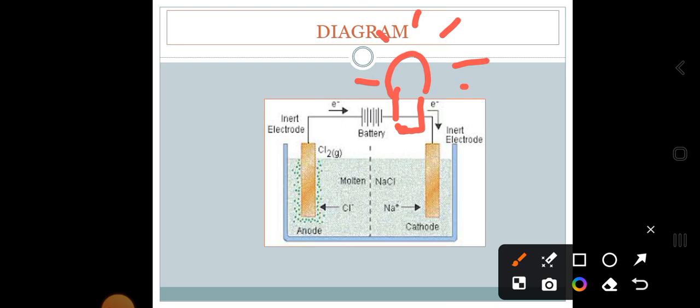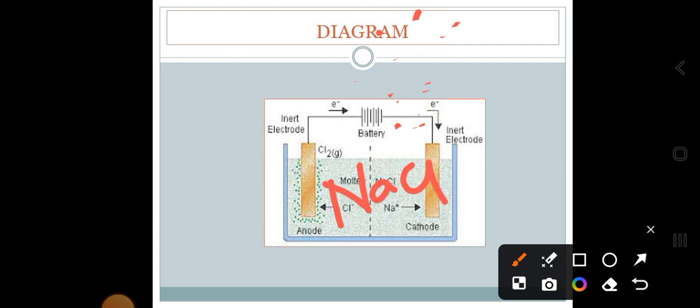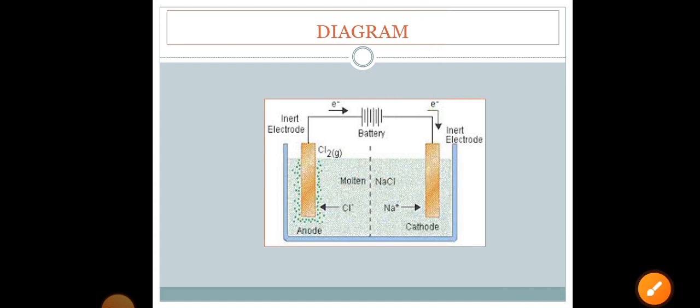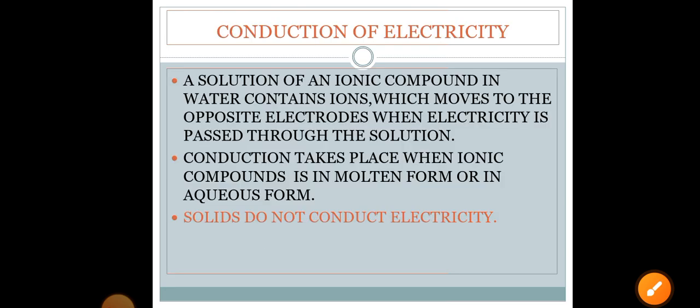Now on the other hand, if I remove the bulb, or sorry, if I replace NaCl with something solid, like solid NaCl or solid KCl or any ionic compound, and I place a bulb, it will 100% not glow, because solid ionic compounds do not dissociate. If they don't dissociate, there won't be any free ions, and if there are none, they will not move freely and they will not conduct electricity. So this is the main understanding of conduction of electricity in ionic compounds.